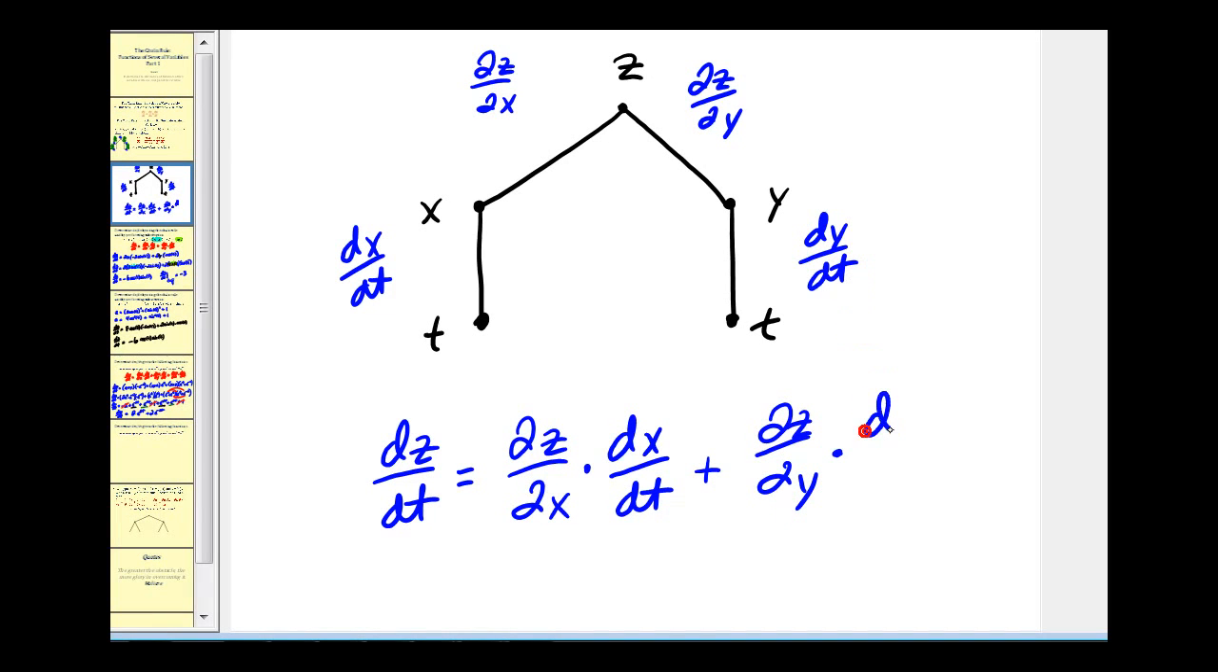So the second half of the chain rule is going to be the partial of z with respect to y times dy/dt. The nice thing about this is we can extend this, so if we had a function in terms of three variables, we'd have three branches, and if we had the variables x and y in terms of two variables, we just have two branches off of x and y. And we'll see that in the next video. Let's take a look at an example now.